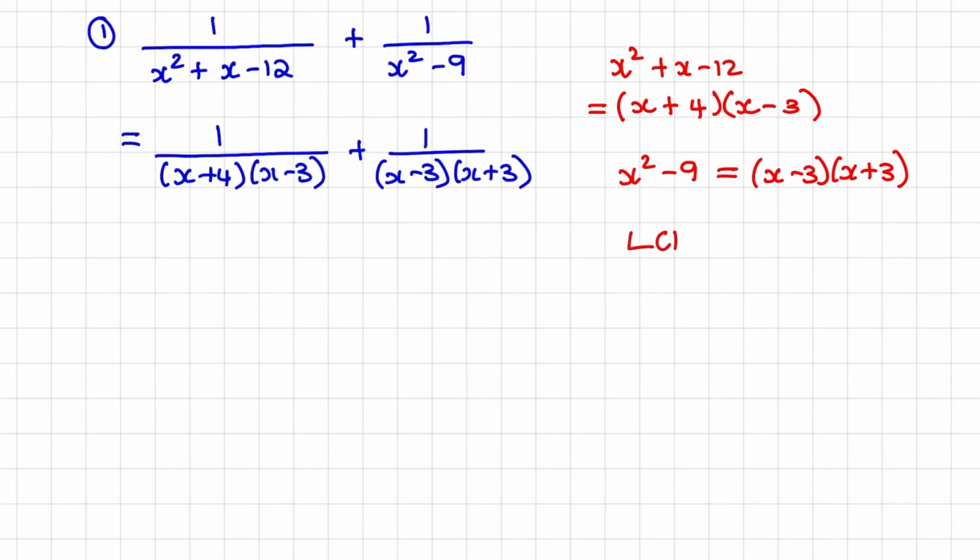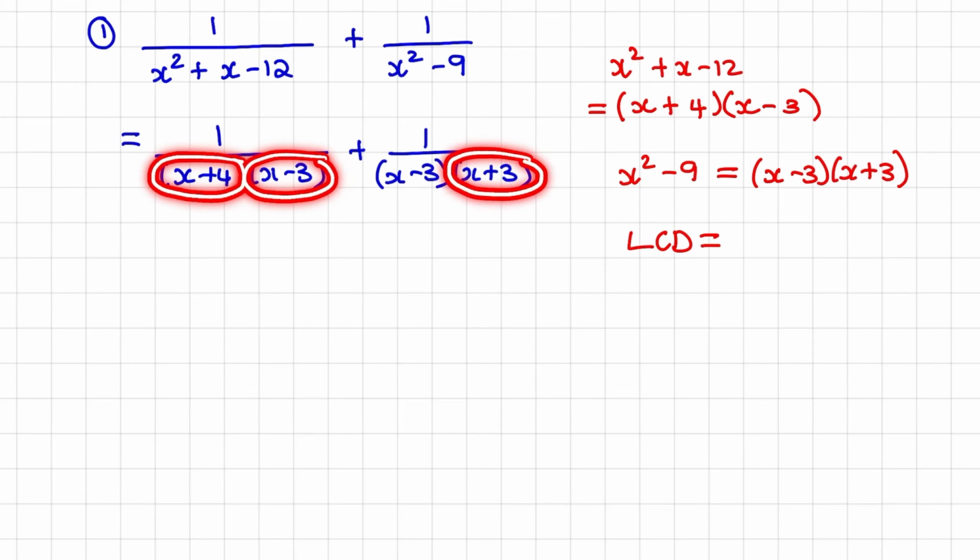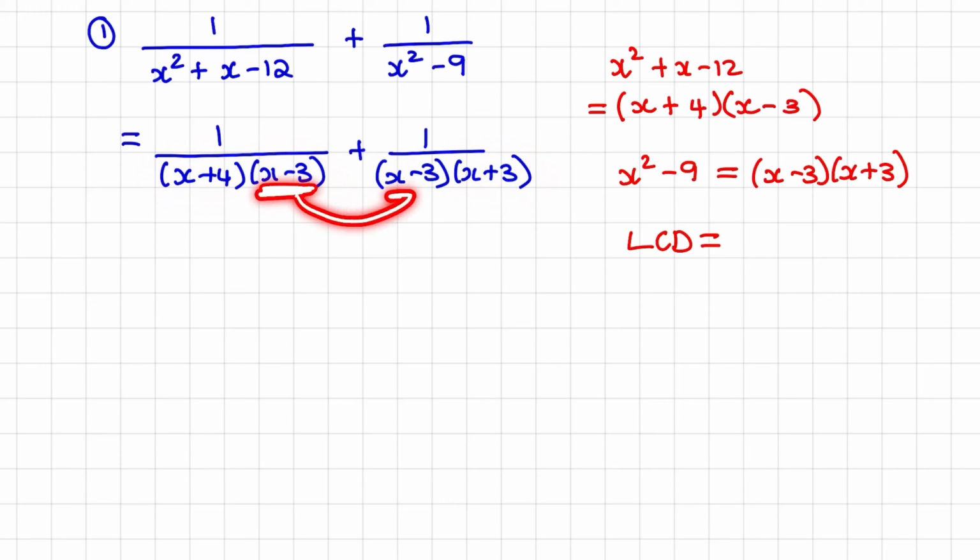Now we can identify the lowest common denominator. The denominator in our first term is x plus 4 times x minus 3, and in the second term it's x minus 3 and x plus 3. So the lowest common denominator would be x plus 4 times x minus 3 times x plus 3. Notice we do not need to use x minus 3 twice because it already appears as a factor in our denominator. So therefore the LCD is x plus 4 times x minus 3 times x plus 3.